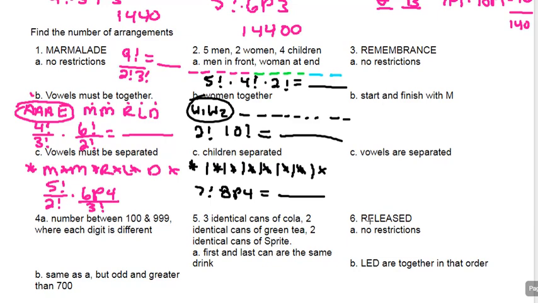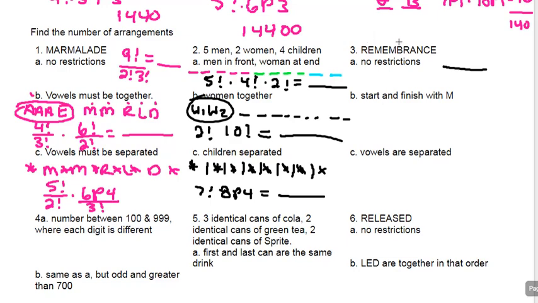And then here for number 3, if I want to do no restrictions, well, I'm going to take the number of letters, factorial. I'm going to divide by the numbers of the ones that repeat. And you have to be careful because there's several here.